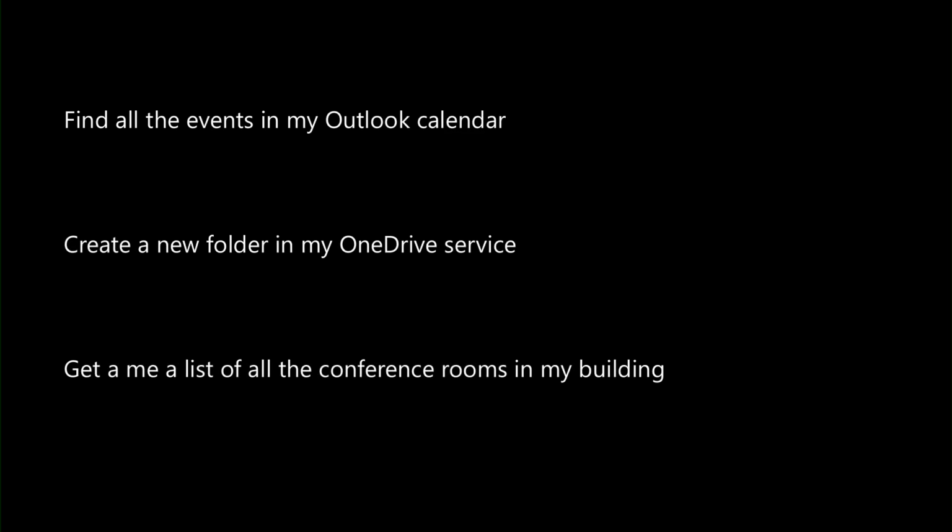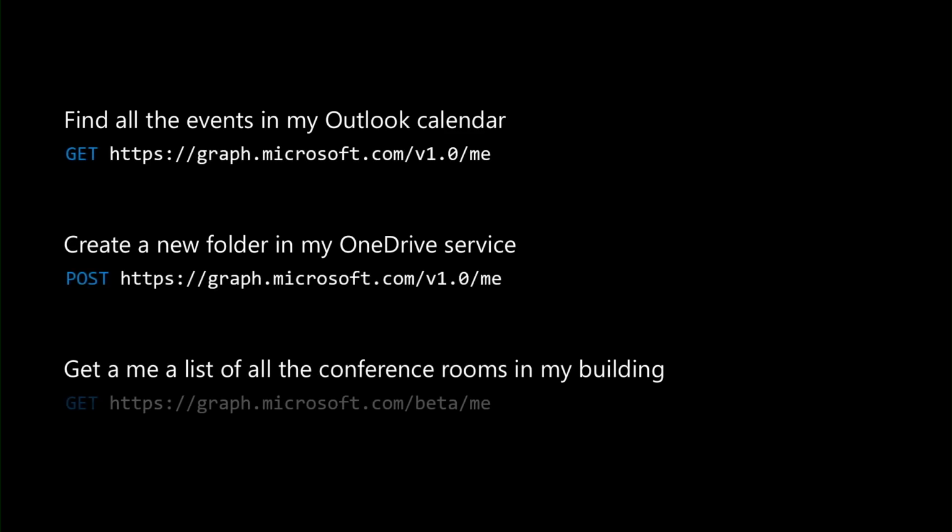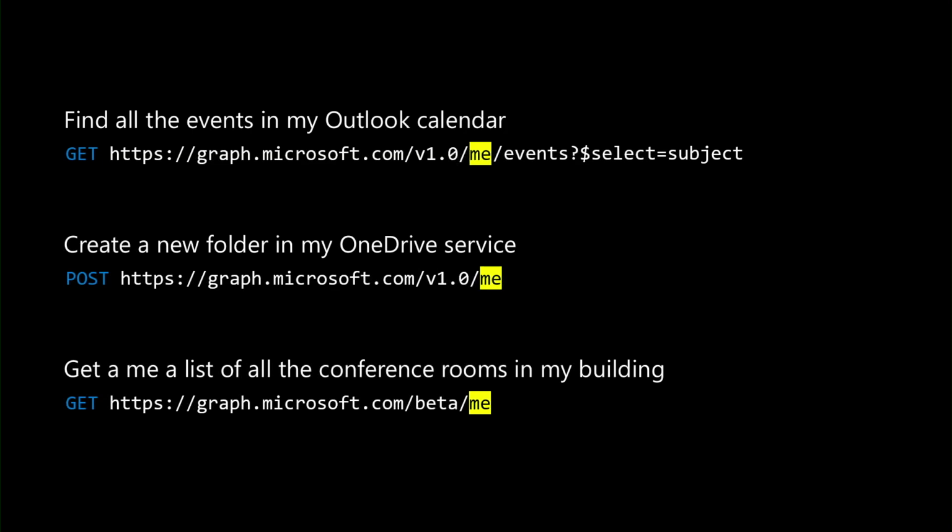Examples of this, as we mentioned, are things like find all events in my calendar. And from a REST perspective, what that looks like is essentially a GET command to graph.microsoft.com on the v1.0 endpoint, as me, as the individual that's signed in to my application, whether it's a mobile app or a web app. And using the select statement here to just get back my events, and it will return the top 10 here with the subject line.